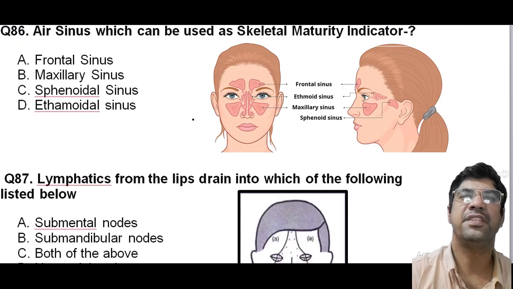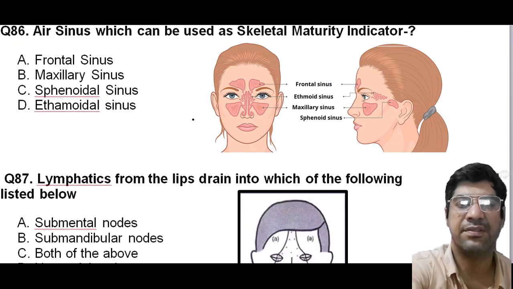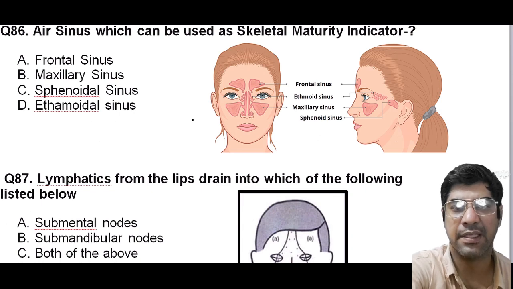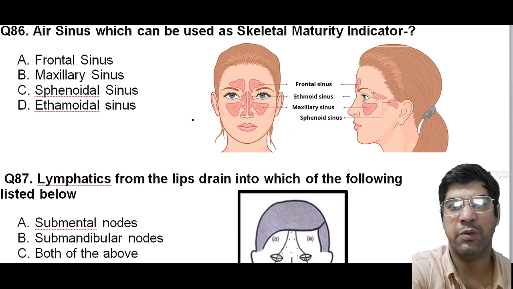The air sinuses which can be used as a skeletal maturity index, they are the frontal sinus. So the frontal sinus can be used as a skeletal maturity index.